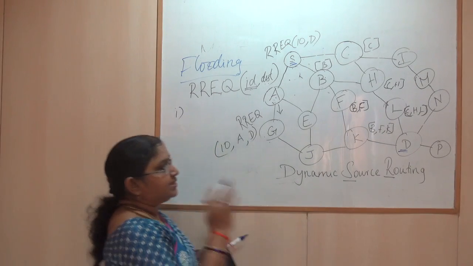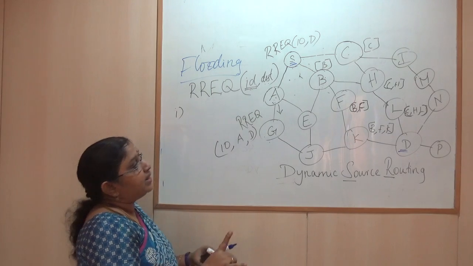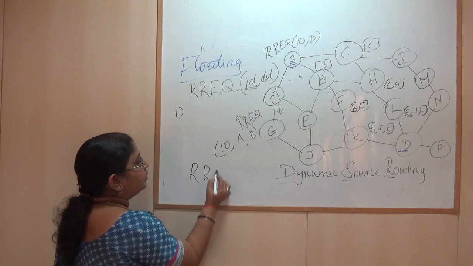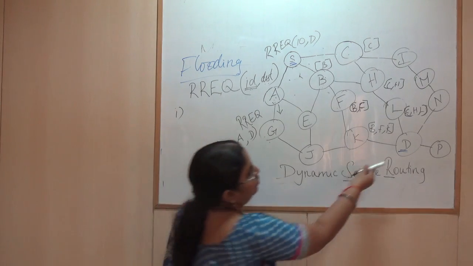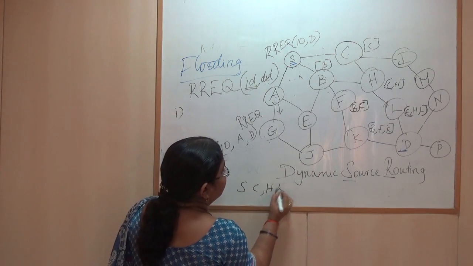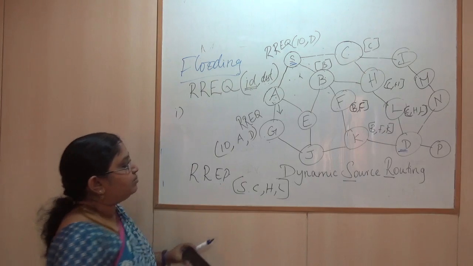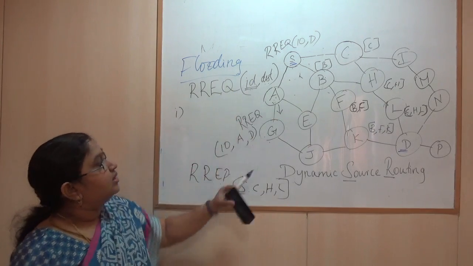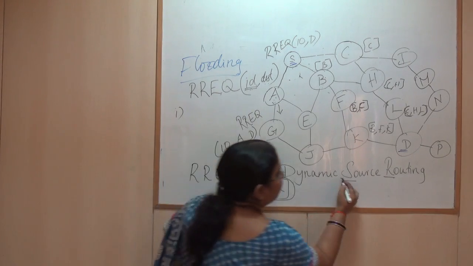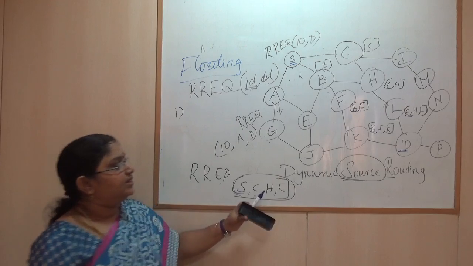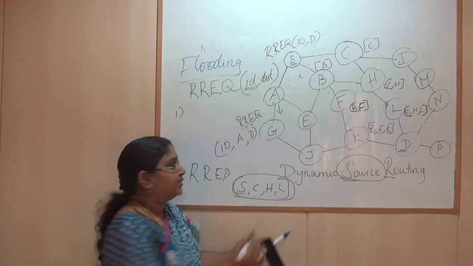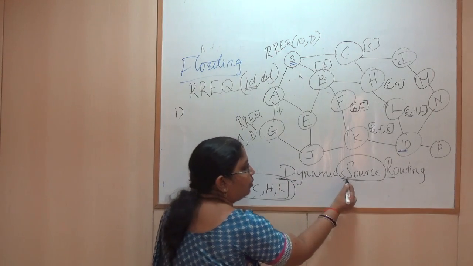Once D receives the route request message, it is going to give a kind of route reply. So the route reply will assume it goes this path: S, C, H, L. This path is preferred by the route reply, and the source node completely knows the path. That's why it is called source routing. This kind of routing takes place whenever there is a demand. That's why it is called dynamic source routing.